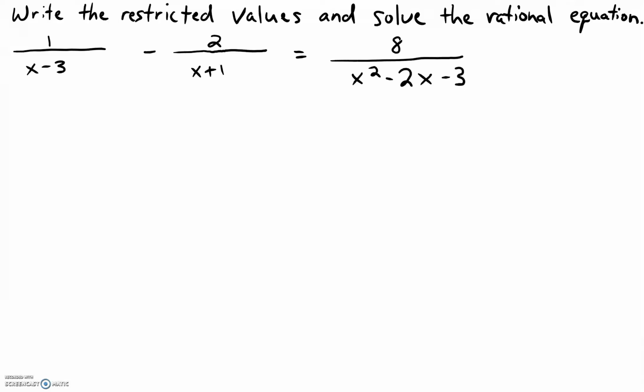In this video, we're going to look at the rational equation 1 divided by x minus 3 minus 2 divided by x plus 1 equals 8 divided by x squared minus 2x minus 3. And first of all, we want to write our restricted values, then we want to actually solve the equation.